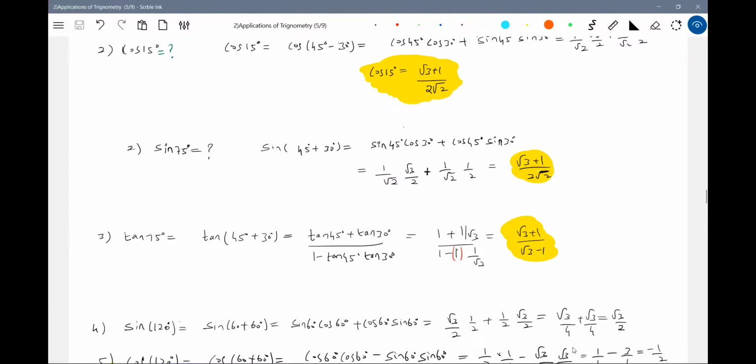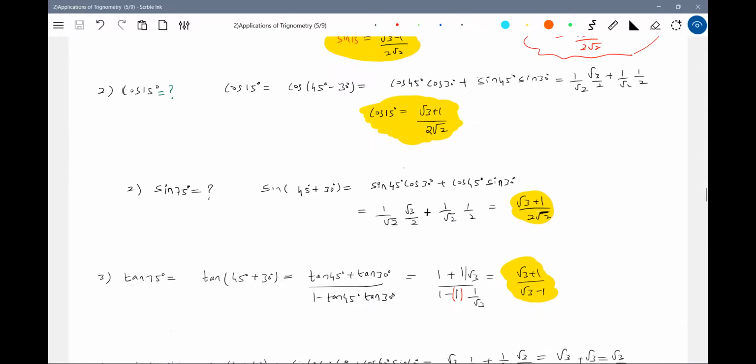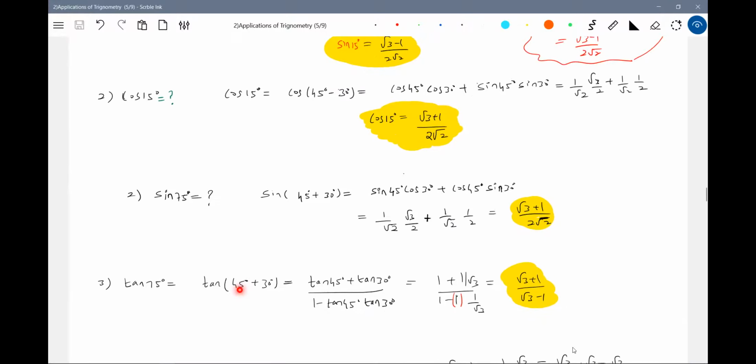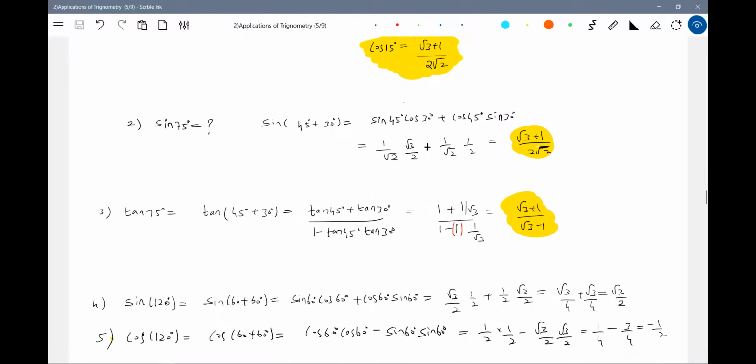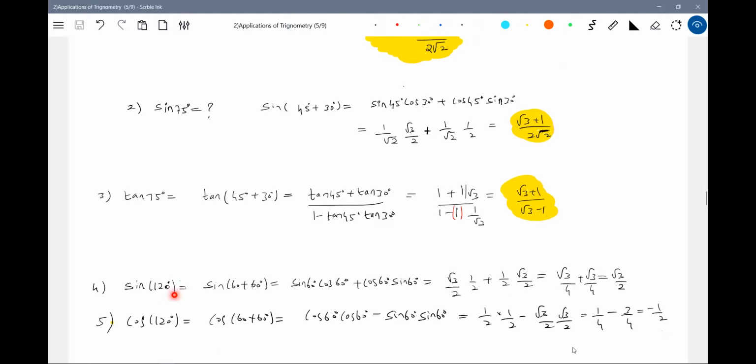Similarly, tan 75, we'll check it. Tan 75, I can write it as tan of 45 plus 30 degrees. So the formula: tan A plus tan B over 1 minus tan A tan B. Tan 45 plus tan 30 over 1 minus tan 45 tan 30. Tan 45 is 1, tan 30 is 1 by root 3. Solving this will end up with root 3 plus 1 by root 3 minus 1, the value. Then sine of 120 degrees. Sine 60 plus 60, 120, I'll break up as 60 degrees plus 60 degrees.